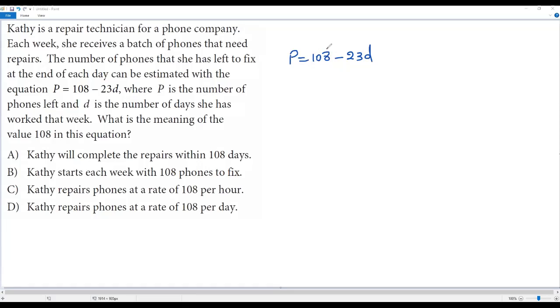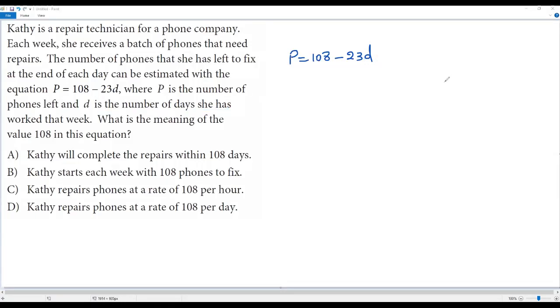So here, to know the meaning of the value 108, we have to consider the variable we find on the same side of the equation. So here we find D on the right side. To understand the meaning of this 108, we have to plug in some values for D. But before that, first we have to know what D is. D stands for the number of days she has worked that week.